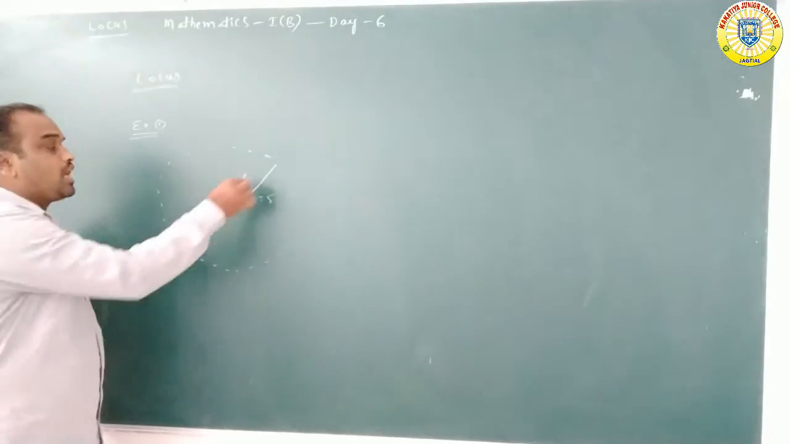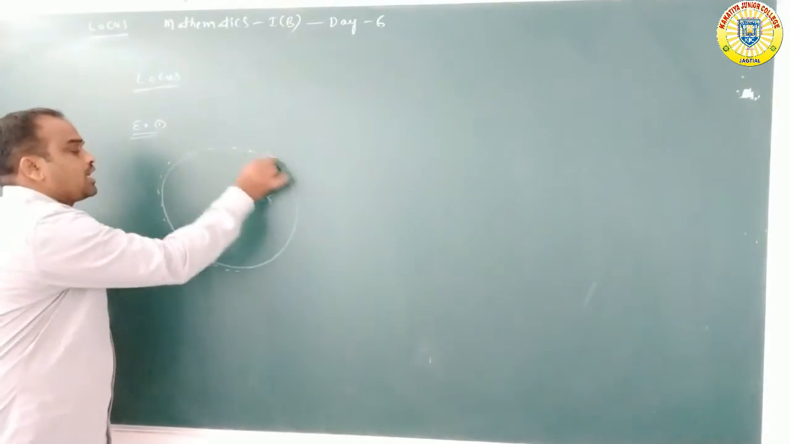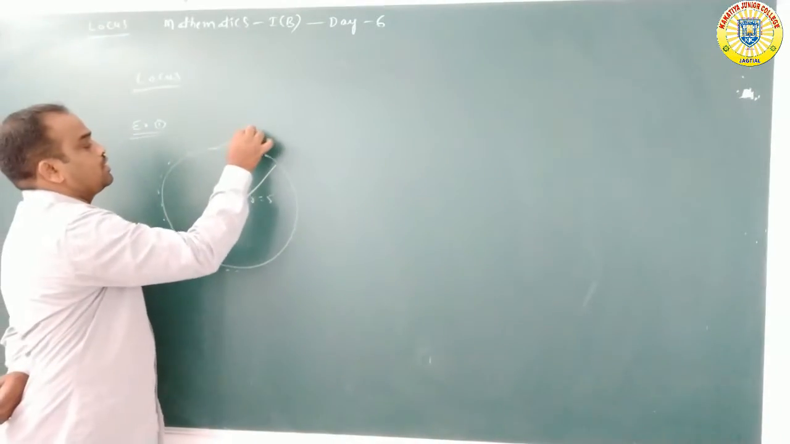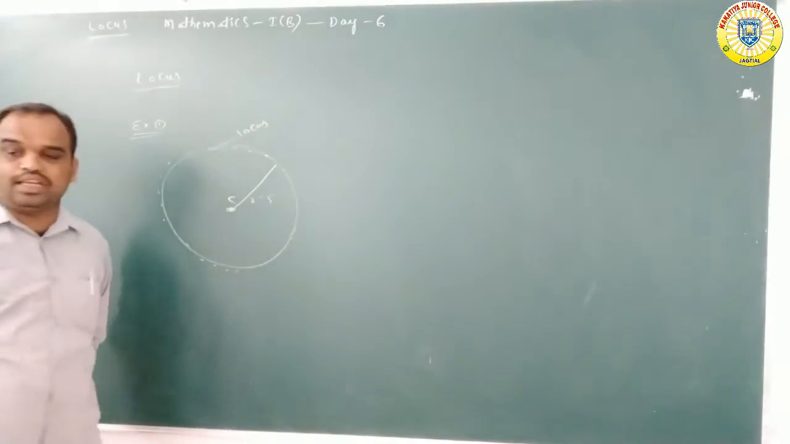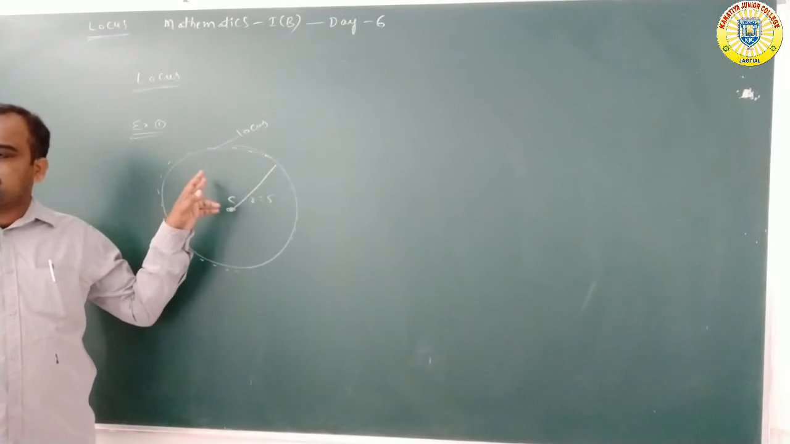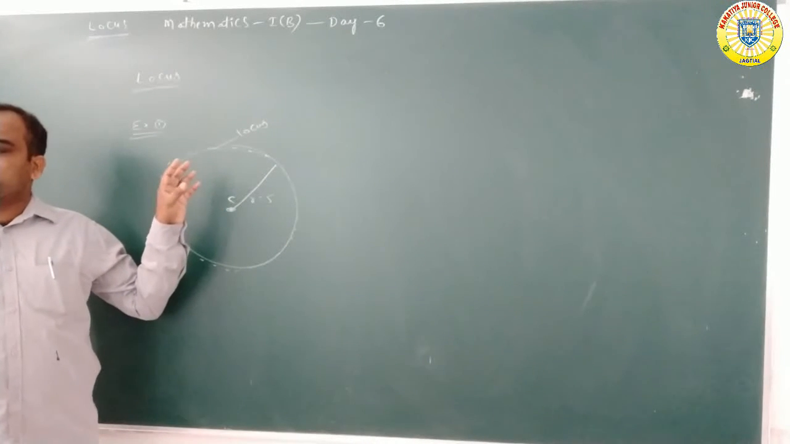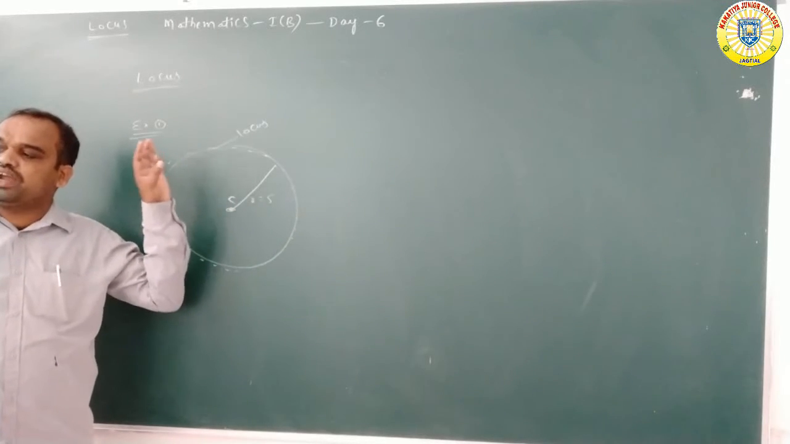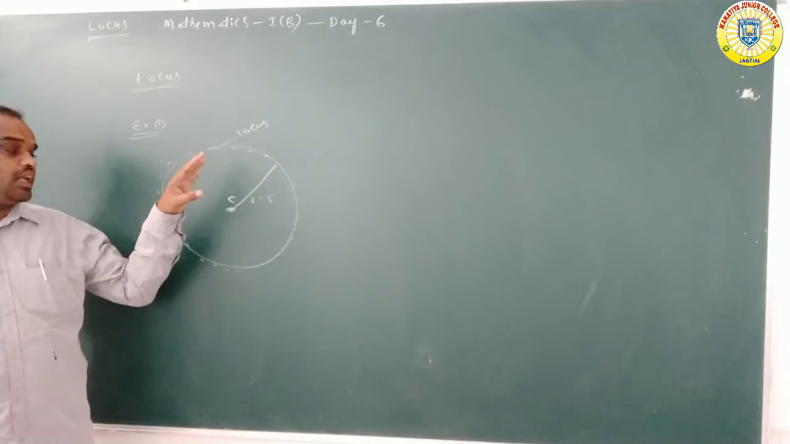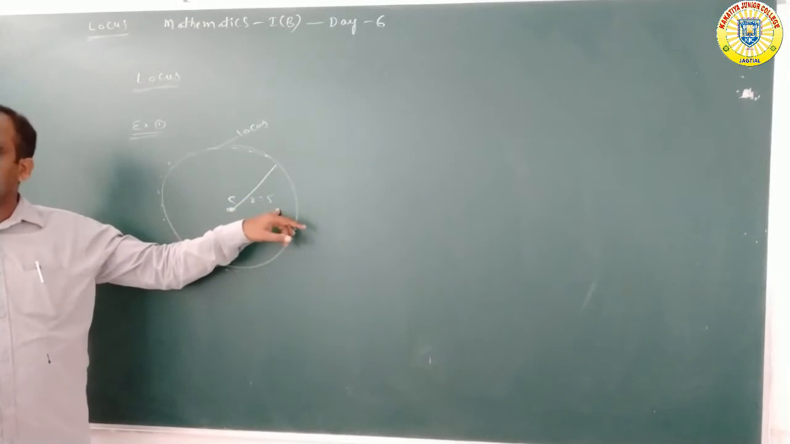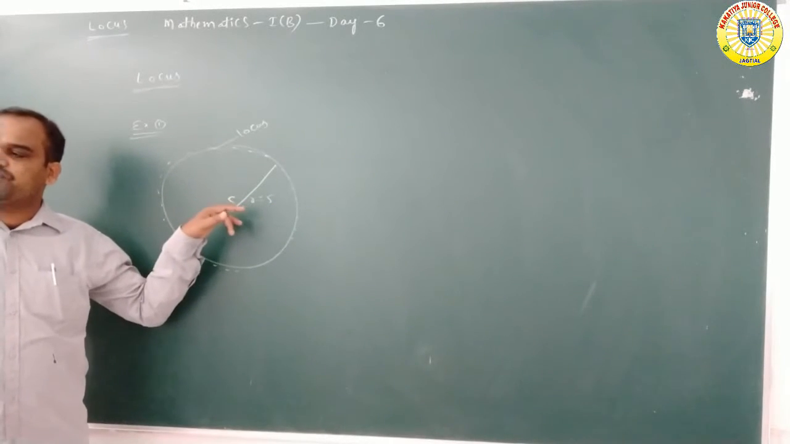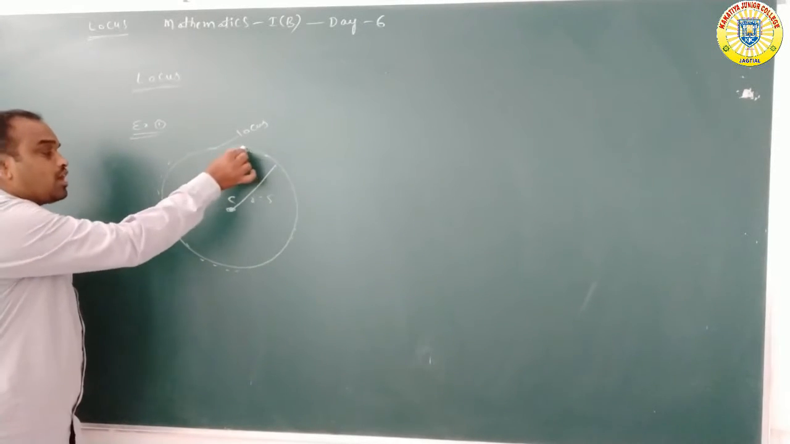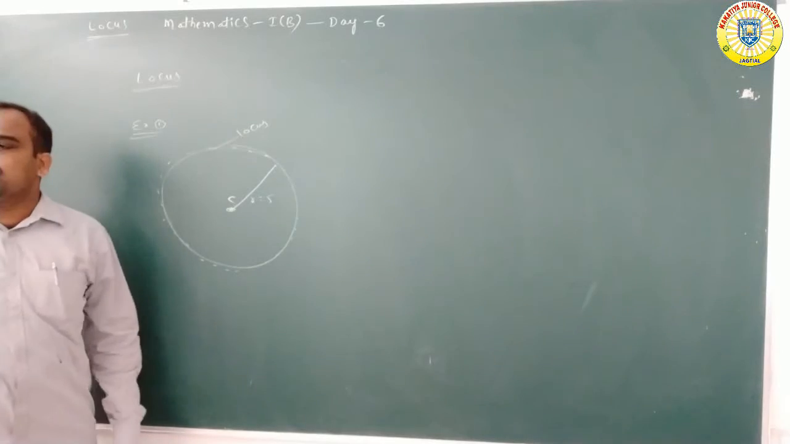This dotted line represents a circle, and this is our locus. Again, in this condition, what is the locus? We are denoting the points which are at a constant distance, 5 units, from the fixed point. What is the fixed point? C. So all these points together are called our locus.